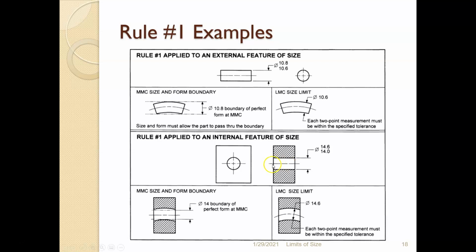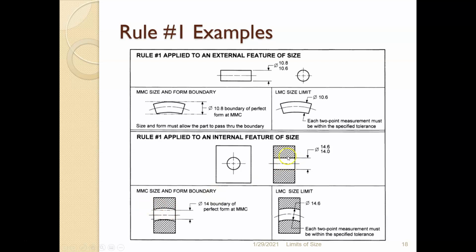So the envelope of perfect form for a hole would be a shaft or a pin, right? The opposite shape. And that shaft or pin would be at its MMC size, which is 14. So if we have a shaft or pin at the MMC size of diameter 14, and we try to get it through that hole, if we have the hole at 14 and the pin at 14, the hole has to be perfect to go through.